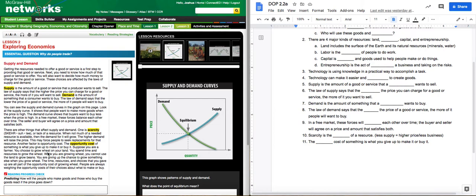Suppose you're a farmer, you choose to grow wheat on your land. You spend time and resources to grow the wheat. Well, while you're growing the wheat, you can't use the land to grow beans. You are giving up the chance to grow something else when you grow wheat. The time, resources, and choices that you gave up are all part of the opportunity costs of growing wheat. People are always weighing the opportunity costs of their choices about what to make and what to buy.